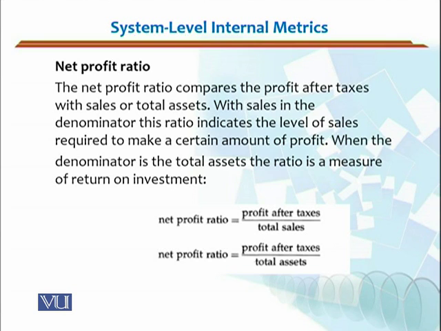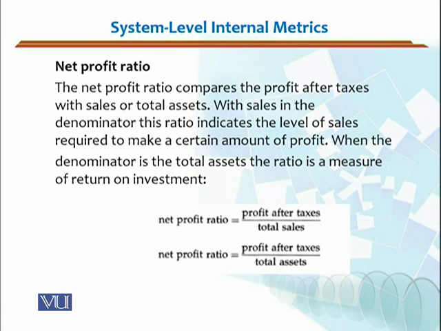Then there is a net profit ratio. The net profit ratio compares the profit after taxes with sales or total assets. With sales in the denominator, this ratio indicates the level of sales required to make a certain amount of profit. When the denominator is the total asset, the ratio is the measure of return on investment. So, there are two ways you can measure it. It's a very common financial ratio.